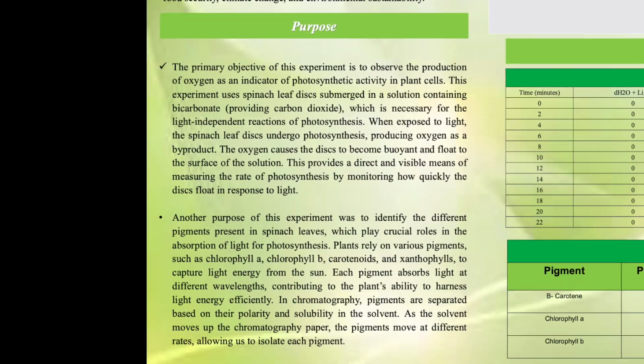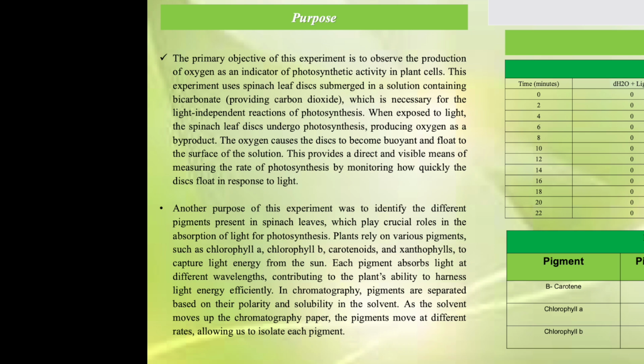Now, let's move on to the purpose of our experiment. The primary objective of this experiment is to observe the production of oxygen as an indicator of photosynthetic activity in plant cells. This experiment uses spinach leaf discs submerged in a solution containing bicarbonate, providing carbon dioxide, which is necessary for the light-independent reactions of photosynthesis.